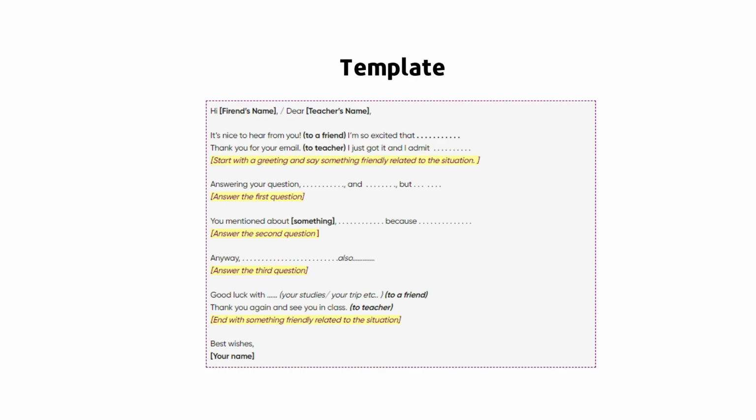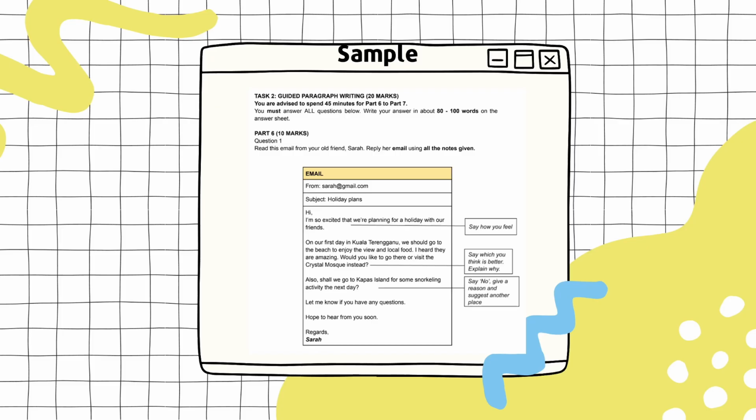So this is a template. If you want to try it on your own, you can use this template to write the answer. Or you can use it if you're doing your assessment, but make sure you are writing according to the content points that the assessment gave you. Now for example, here is a sample of past semester questions that you can practice on. You must answer all the questions. So, read the email from Sarah. Sarah is your target recipient. Reply to her email using all the notes given.